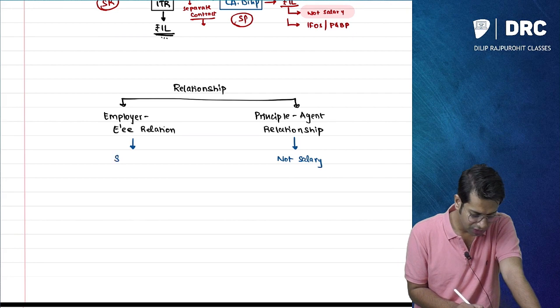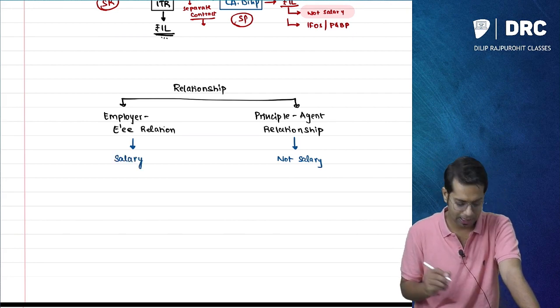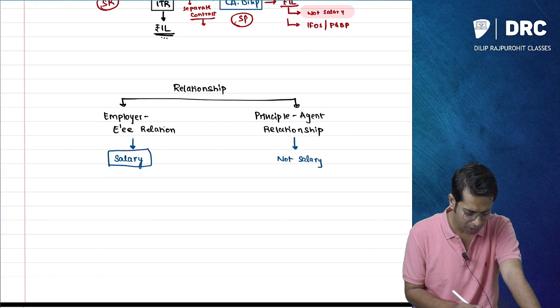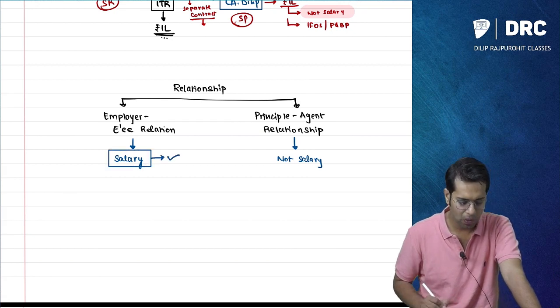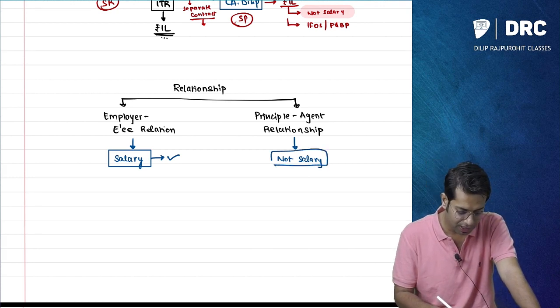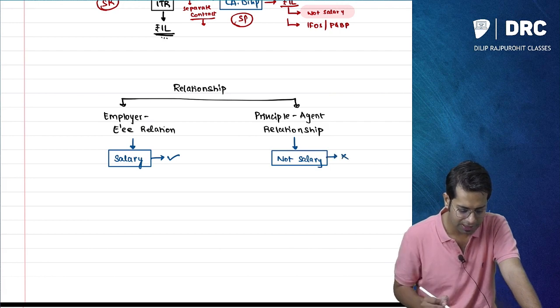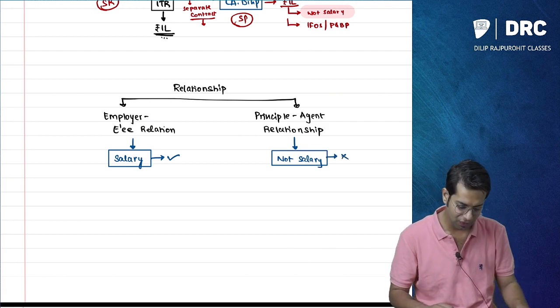However, if there is a relationship of employer and employee, then any payment made by the employer to the employee in the capacity of employer will be taxable under the head salary. The payment in a principal and agent relationship is not taxable under the head salary. That is something which you have to keep in mind.